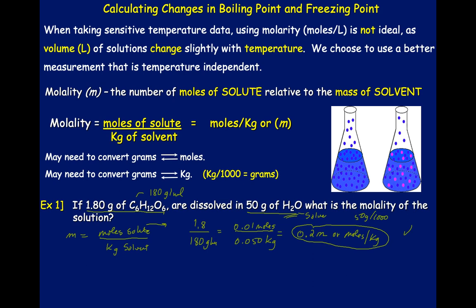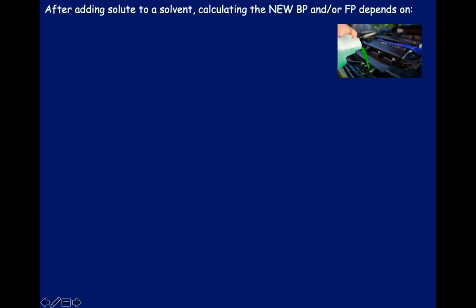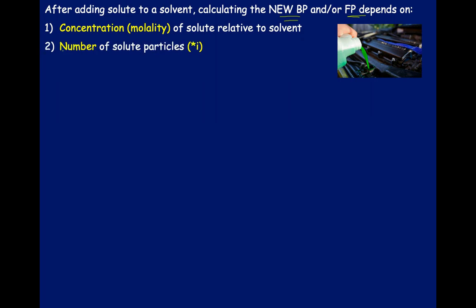So you're going to need to be able to find the molality. Now, what do we use it for? Now it becomes interesting. After you add solute to a solvent, you want to then calculate the new boiling point and freezing point, which depends on a couple of things. Number one, it depends on the concentration, or the molality: how much sugar or salt are you actually putting in there? And number two, it depends on the number of particles you break up into. Last video, we talked about breaking up the particles. You want to determine how many particles you're breaking up.